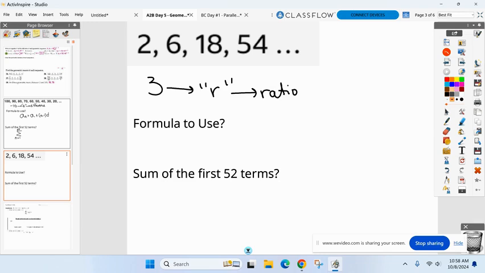Yeah, this is yesterday, boss. What formula to use for a geometric sequence? A sub n equals A1 times r to the n minus 1. You've got to memorize this. No, it's on your formula sheet. Sum of the first 52 terms here, you don't need to build a sigma. All right, we have a formula for it today.